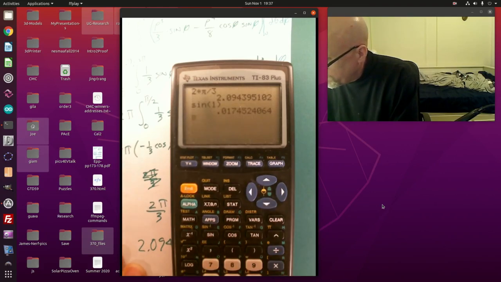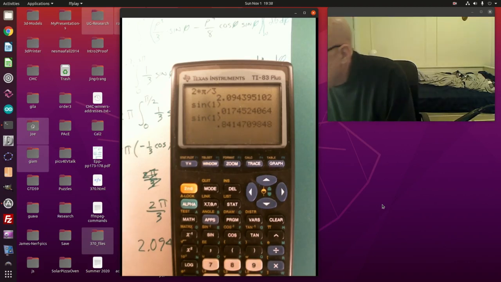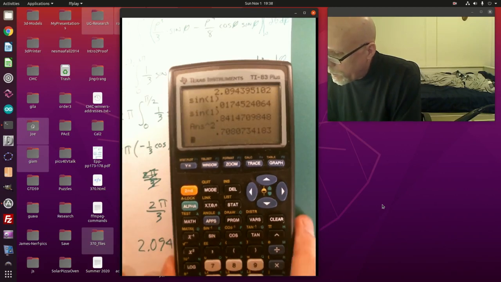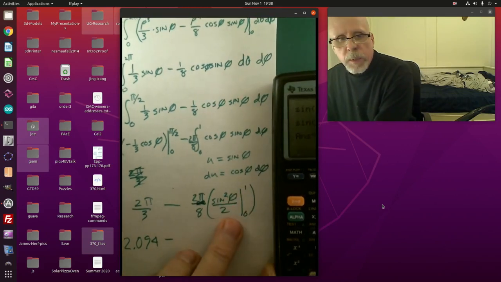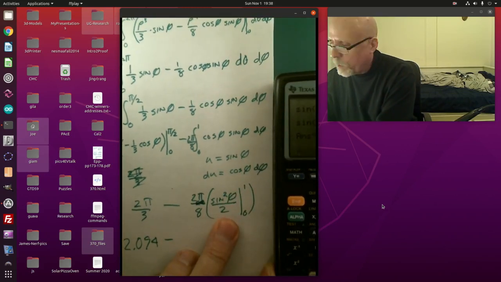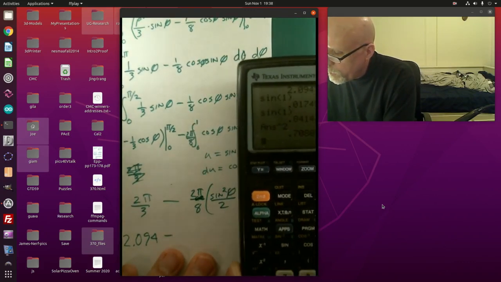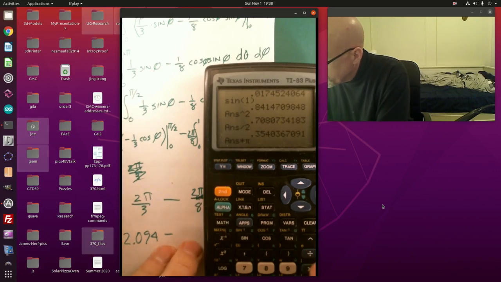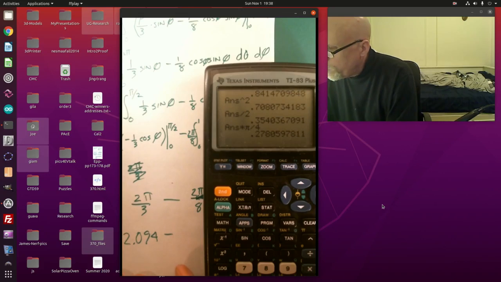Okay, so can I just do 0.84, great, to the second power. 0.708. That's what we get at the upper limit. At the lower limit, sine of 0 will be 0. So that's cool. We need that number over 2, and then times pi over 4. That's 0.278.